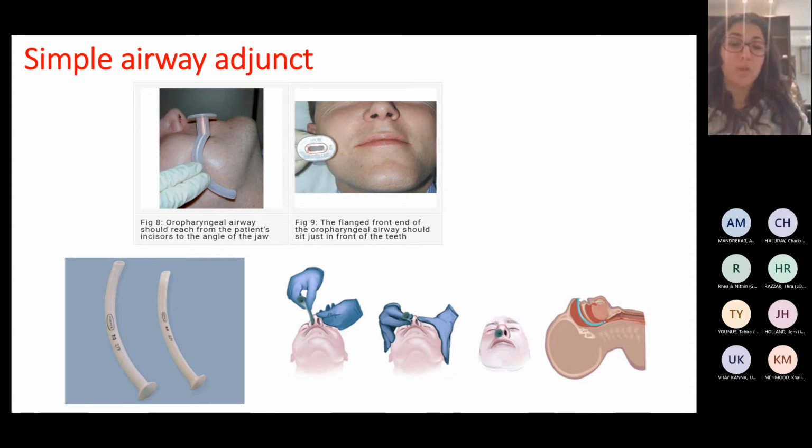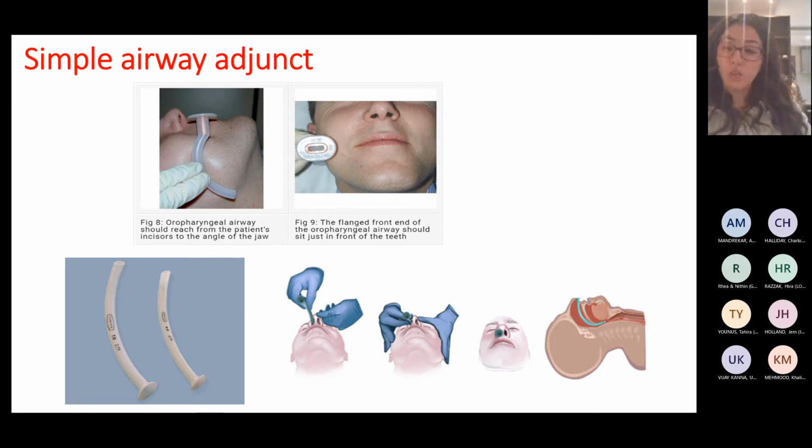So it's mostly in sedated patients or unconscious patients. The benefit is it will help lift the tongue up and keep the mouth open, and give more airway exposure.